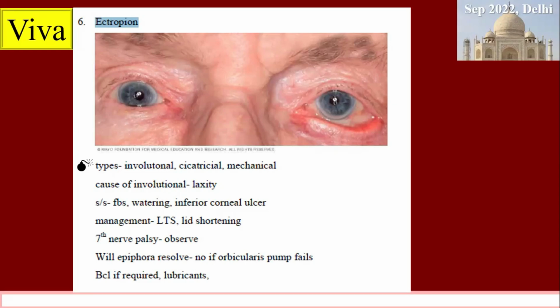Because in Kanski, temporary measures were mentioned only in paralytic. But some of the lines of temporary measures can be applied also to involutional and other etiologies.